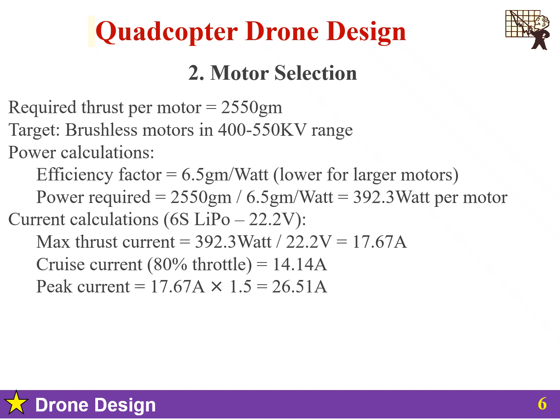The power calculation per motor: power required is equal to 2550 grams divided by 6.5 grams per watt, that is equal to 392.3 watts per motor. This is substantial power, nearly 400 watts per motor, totaling almost 1600 watts for the complete system at maximum thrust. For comparison, that's more power than many household applications.